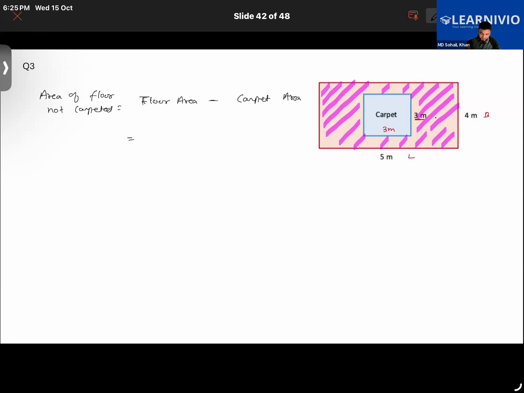So the floor area is going to be 5 into 4, and the carpet area is going to be 3 into 3. So 20 minus 9, you're subtracting it, no? So that is going to be 11 square meter. Getting it? That is 5 into 4 is 20. 11 square meter will be the right answer for it.